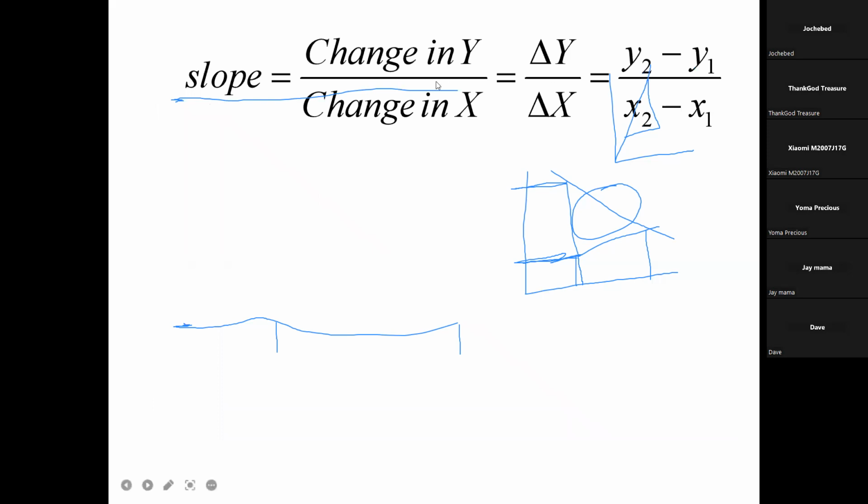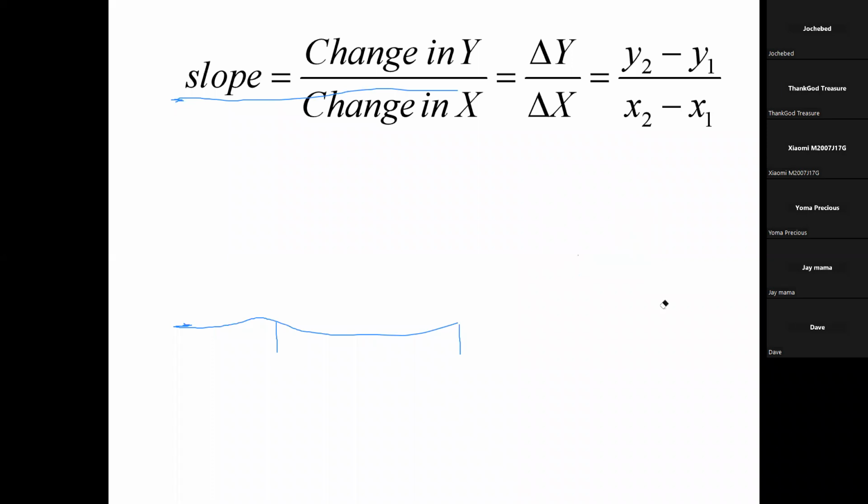So here we're having the same formula for slope, change in y divided by change in x. So we have y2 minus y1 divided by x2 minus x1. I guess we are following. Yes, okay, it's clear. So let's go to the next slide.